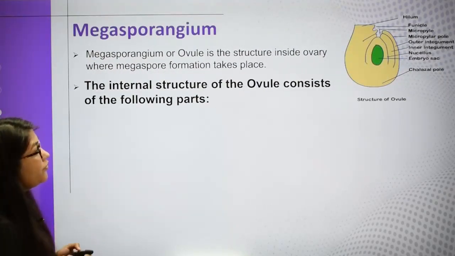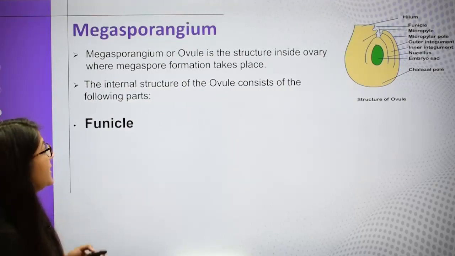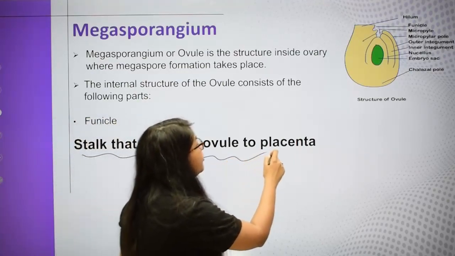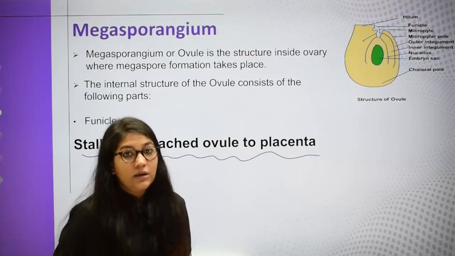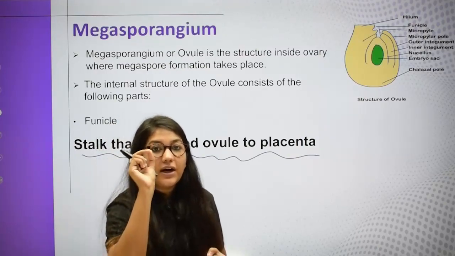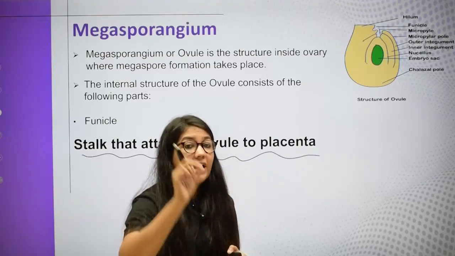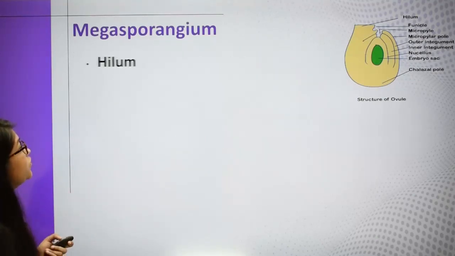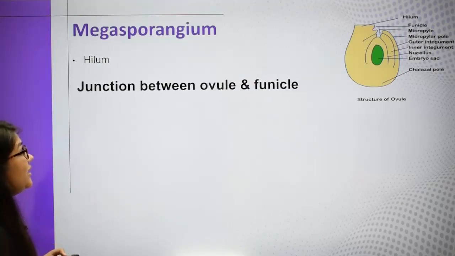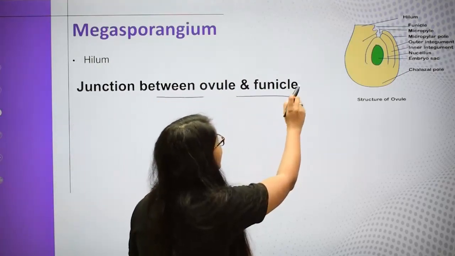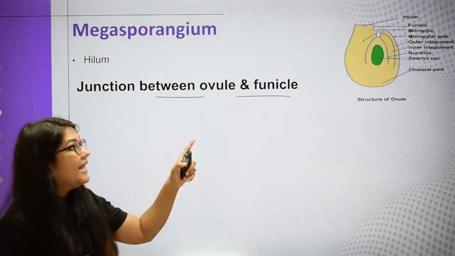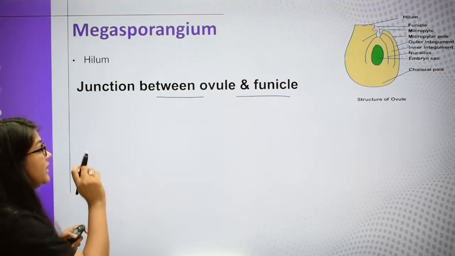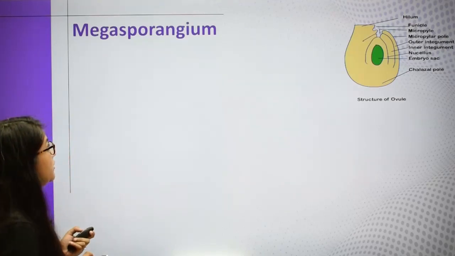The internal structure of ovule consists of the following parts. The first part is the funicle. Now let's see what funicle is. Funicle is the stalk that attaches the ovule to the placenta. Right? There has to be one stalk which is going to attach the ovule to the placenta. What is the name of that stalk? The name of that stalk is the funicle. Next is hilum. Hilum is the junction between the ovule and the funicle. You can see it in the diagram also. Hilum is very clearly labeled. We have already understood what funicle is, right? So what is hilum? Junction between the ovule and the funicle.